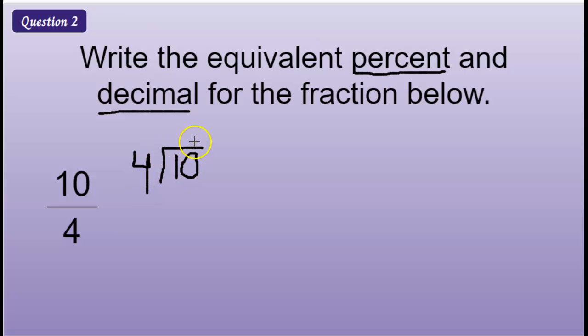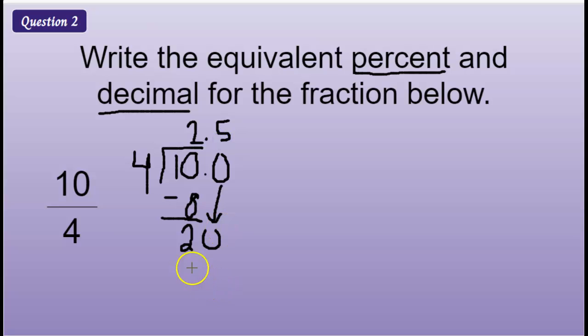4 goes into 10 2 times because I can make 2 groups of 4. 4 times 2 is 8. So I would subtract with 2 left over. And I'm going to keep going because I'm looking for the decimal. So I put a decimal and a 0. Remember, you bring your decimal up into your answer. Okay, I add another 0. 4 goes into 20 5 times.